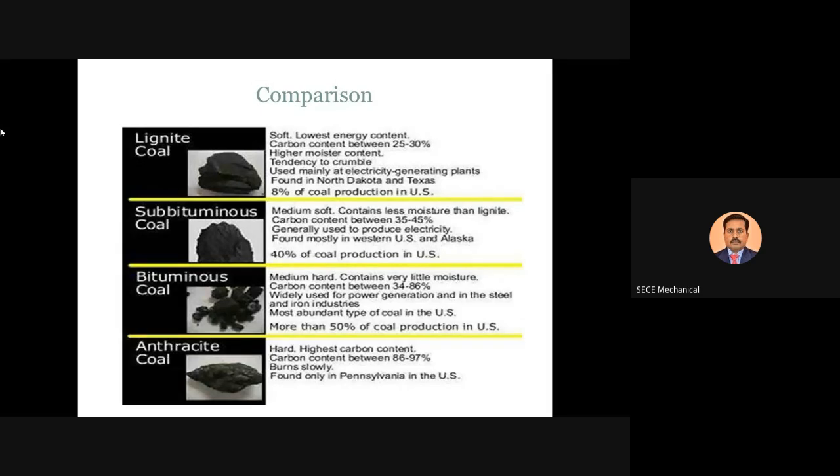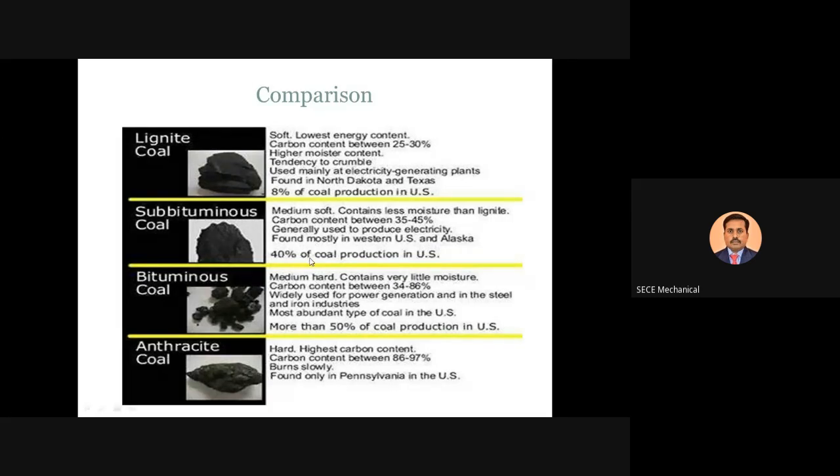Next, bituminous coal. Bituminous is medium hard, contains very little moisture, with carbon content between 34 to 86%. It is widely used for power generation, steel and iron industries, and also for heating purposes. It is the most abundant type of coal, mostly available in the US. More than 50% of coal production comes from bituminous type coal.